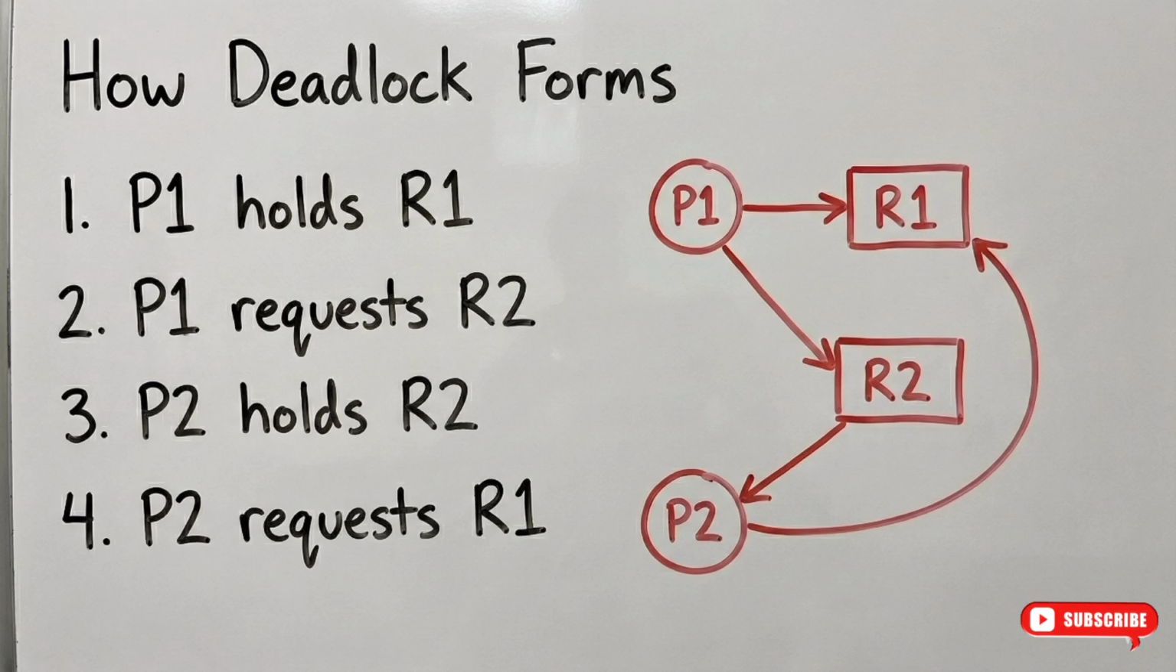P1 is completely stopped because it's waiting for P2 to let go of R2. But P2 is stopped because it's waiting for P1 to let go of R1. Neither one can proceed, and neither is willing to give up the resource it already has. They are indefinitely and completely blocked.